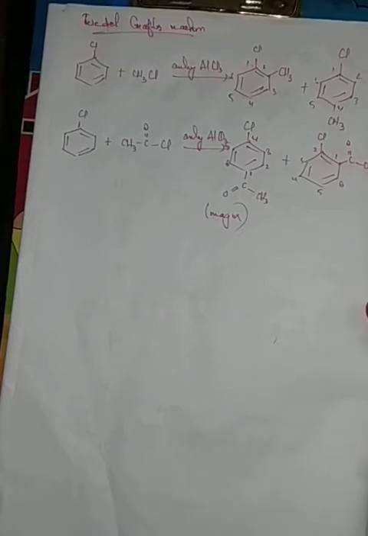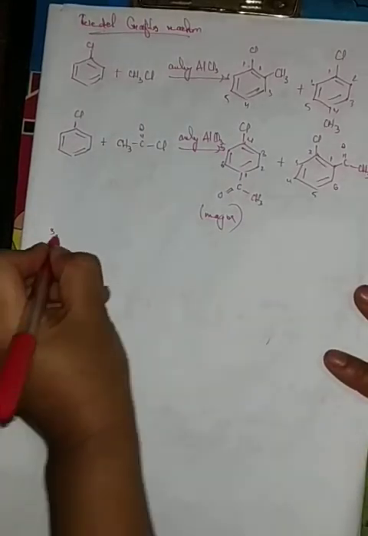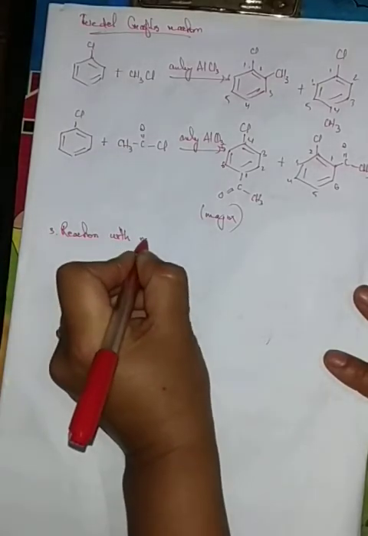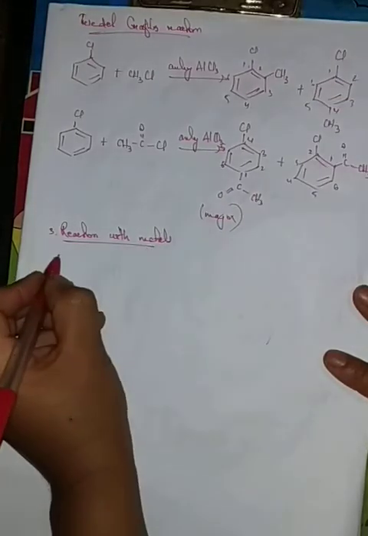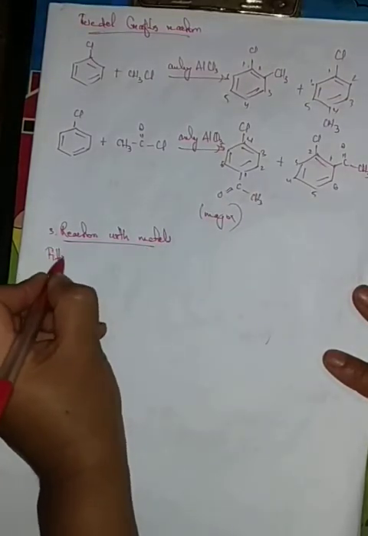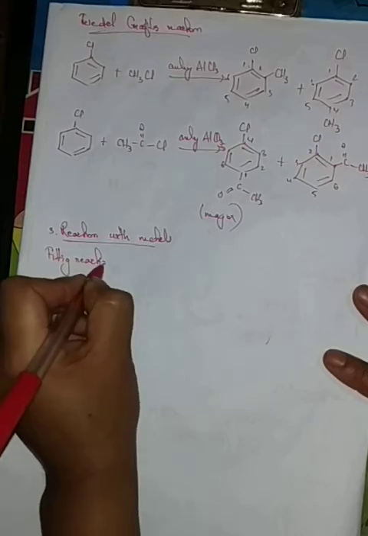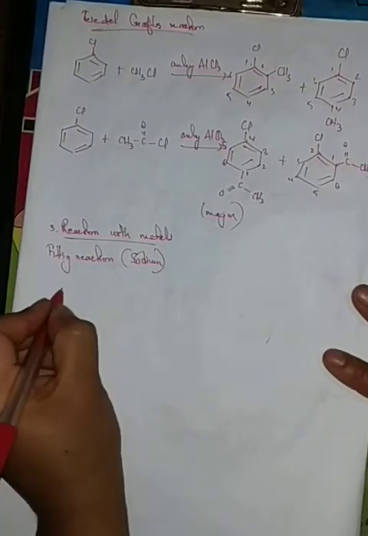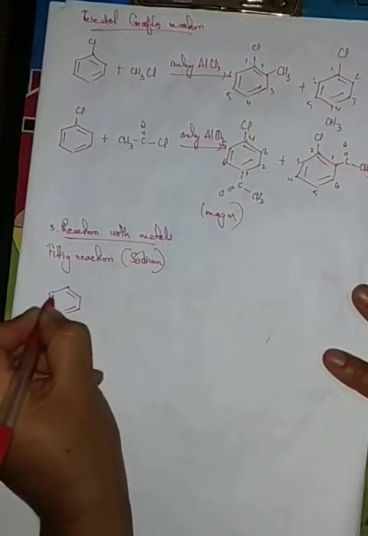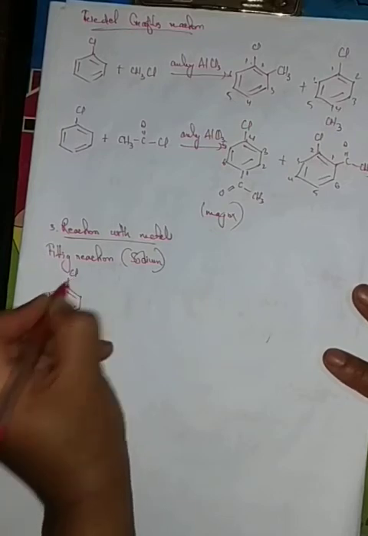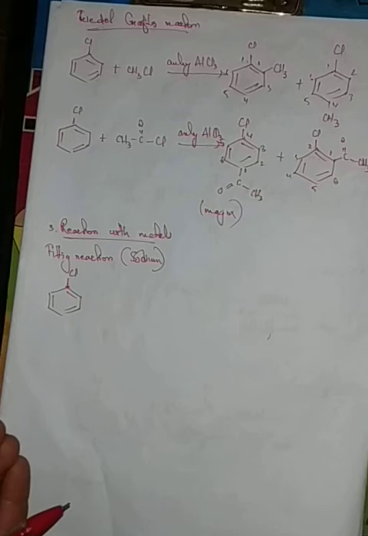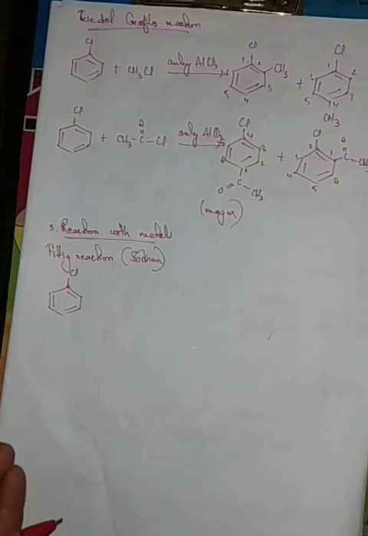Now we will see that the third one is that haloarenes also react with metals, reaction with metals. When it reacts with sodium metal, it is known as the Fittig reaction. Let me take chlorobenzene. When it is heated with sodium metal in the presence of dry ether, the halogen atom of the haloarene is replaced by an aryl group.